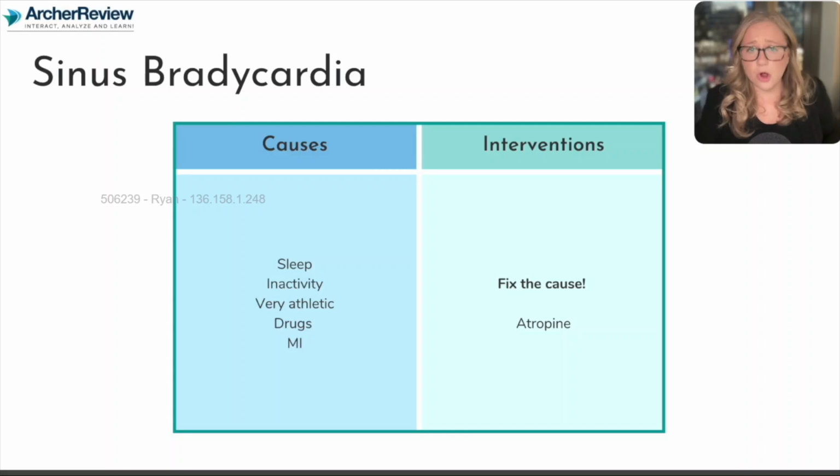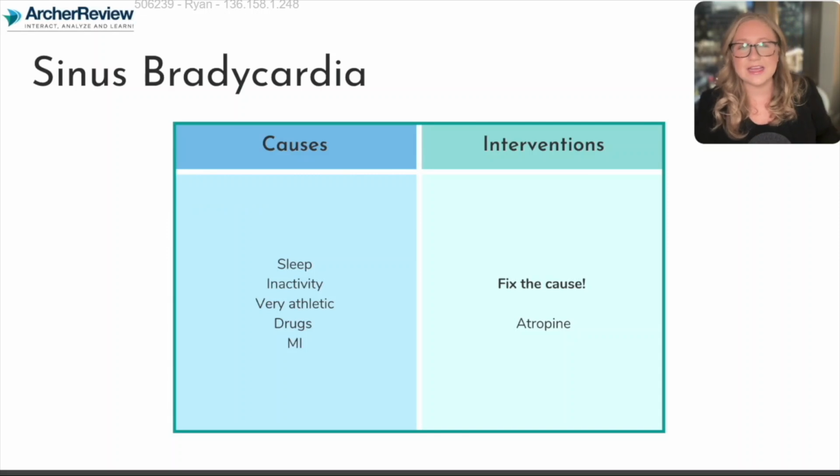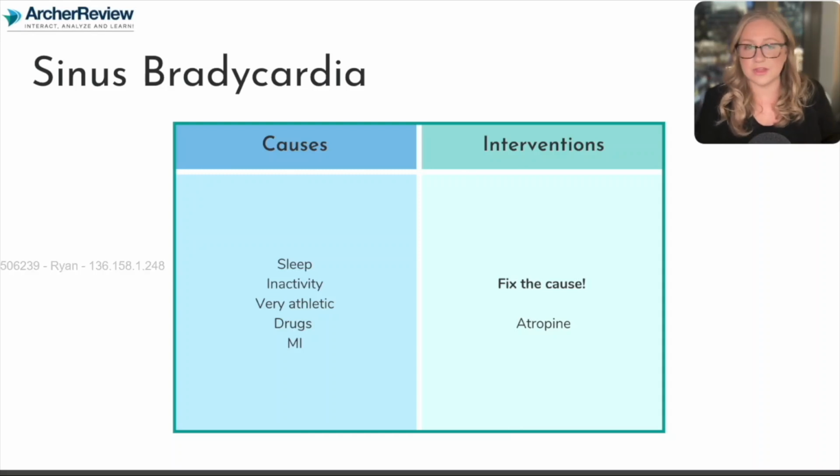So what can cause sinus bradycardia? Well, it can be something very innocuous. Sleep, inactivity, maybe somebody is really out of it. Maybe they're super athletic, or marathon runners notoriously have very low resting heart rates. Maybe they've taken a drug that has reduced their heart rate, like a beta blocker or digoxin. Or maybe it's not something so innocuous. Maybe it's something like a myocardial infarction, where the muscle of the heart has actually been damaged and the heart is slowing down. So very, very wide range of causes.